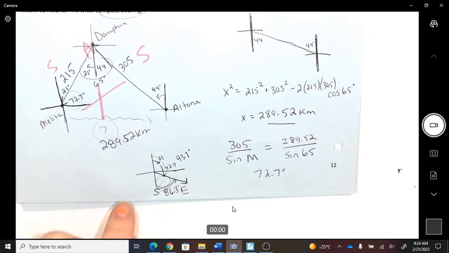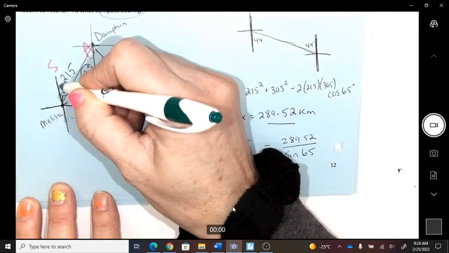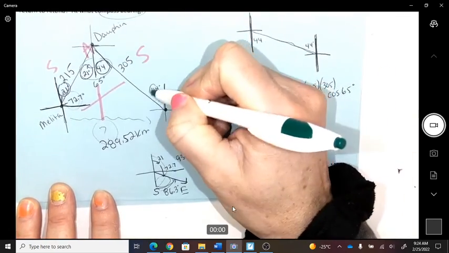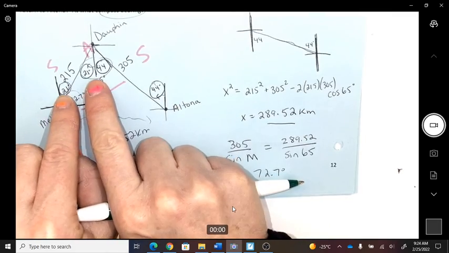Okay, that's a little tricky. You have to think about where are you. So did you see that we are going to use these alternating interior rules quite a bit? Do you see the 44 flip over the line? The 21 can flip over that line.